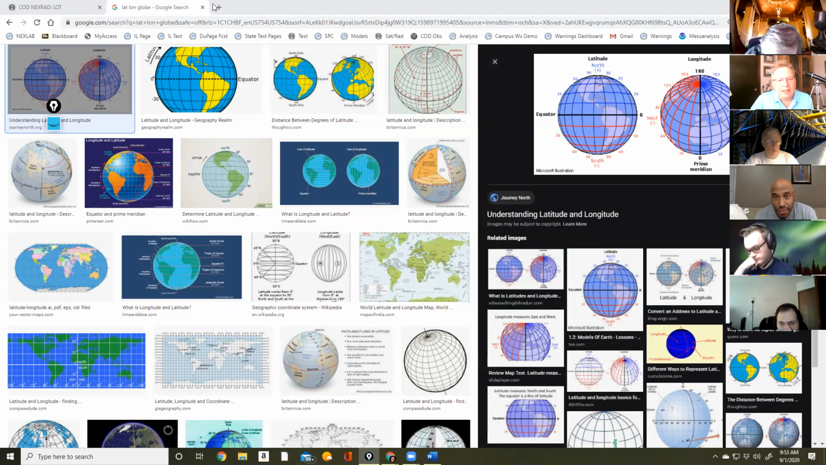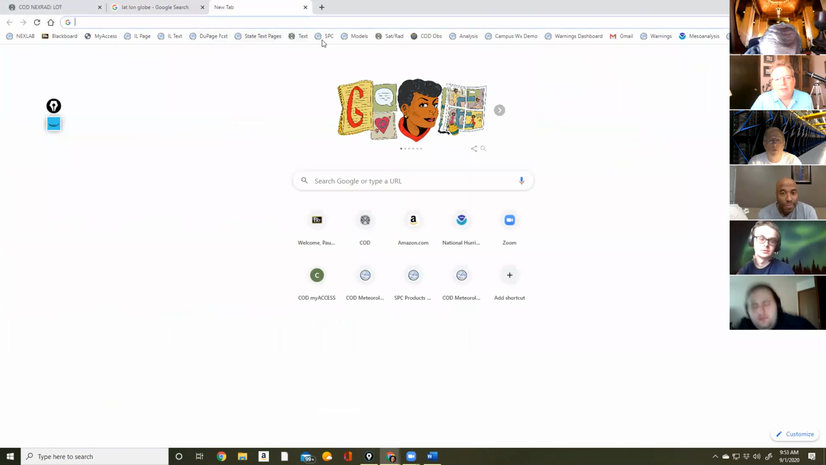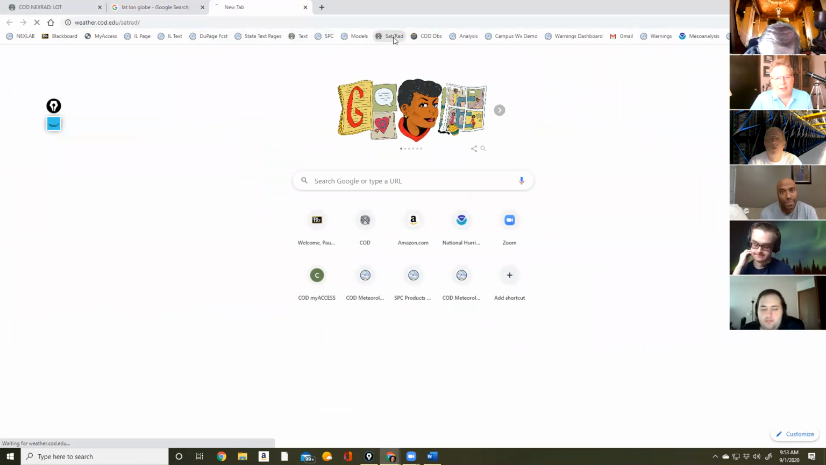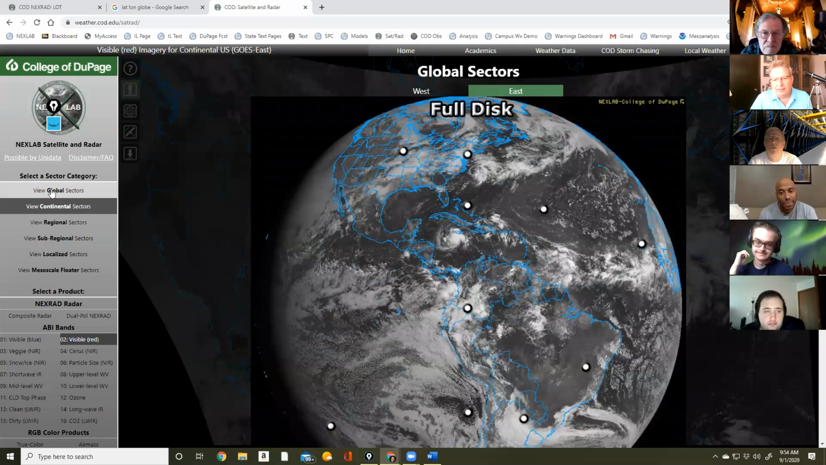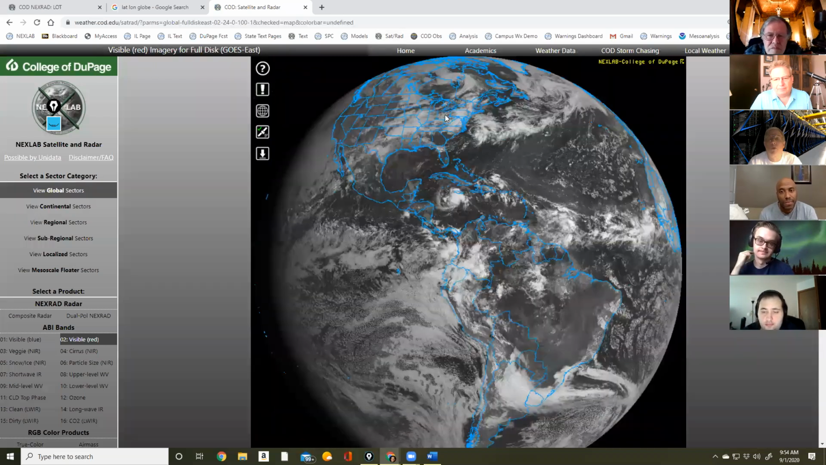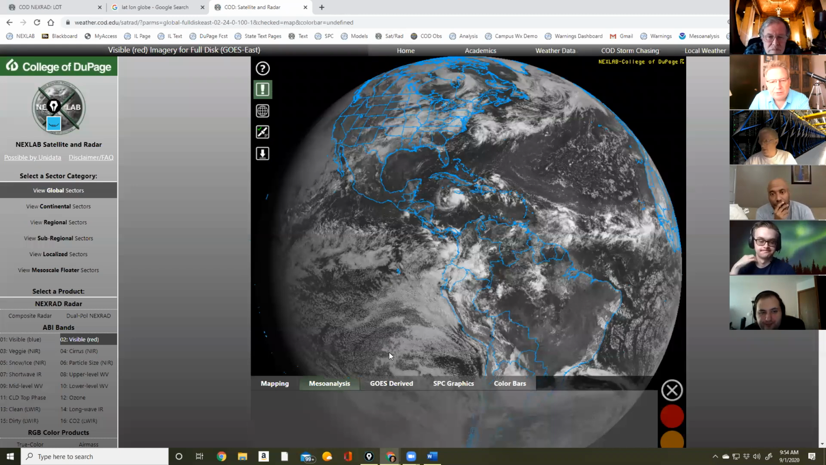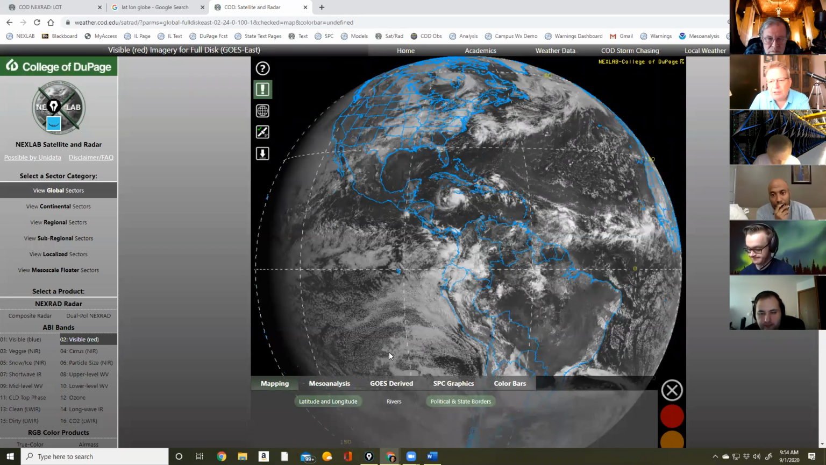Just so you understand the implication of this, if I look at a satellite picture, a global sector of satellite on the full disk, and over here I do overlays, I'm going to do mapping, and I do latitude, longitude. You see that we've got nice square stuff, right?